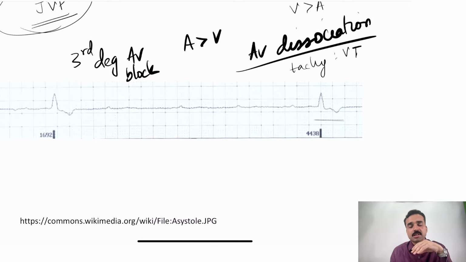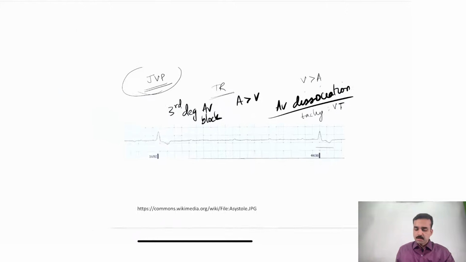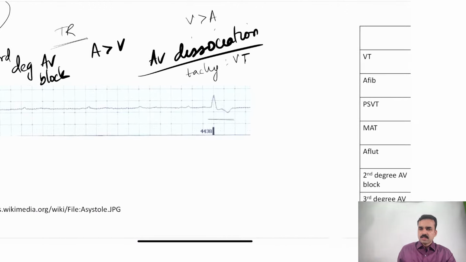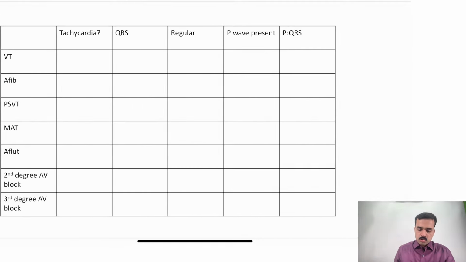Giant A waves is what you associate with tricuspid regurgitation. Okay, I'll come shortly to the JVP discussion also. That's also important. Okay, clear? Large A waves. Yes. So quickly revising what we have learned.